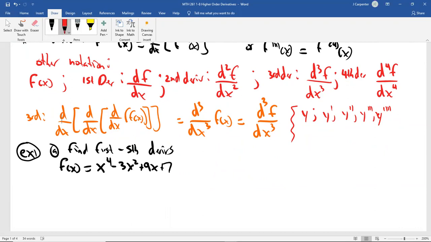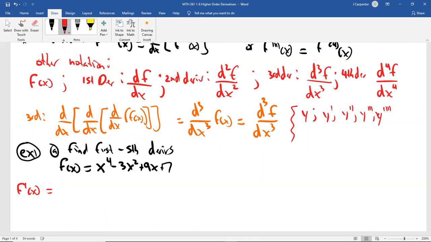I'll go in red. F prime of x, the first derivative. Now this is just a straight up polynomial with no products or quotients. This should be easy. It is my opinion that no calculus student should ever miss a power rule on a test. It is inexcusable because it is the simplest rule and we use it hundreds, if not thousands of times throughout the semester. The power rule being bring the exponent down and decrease the exponent by 1.